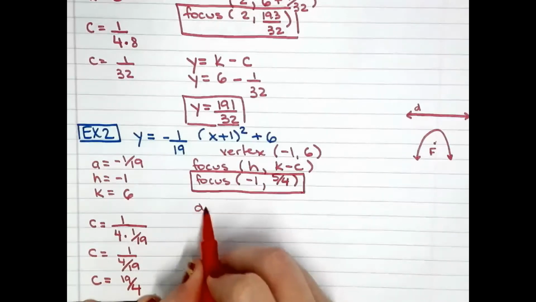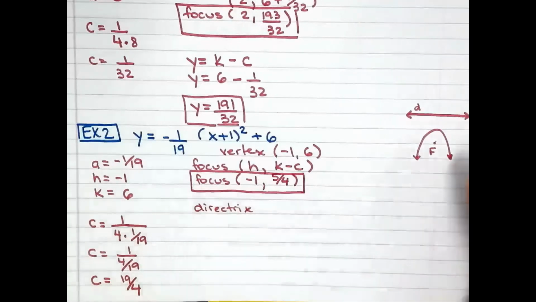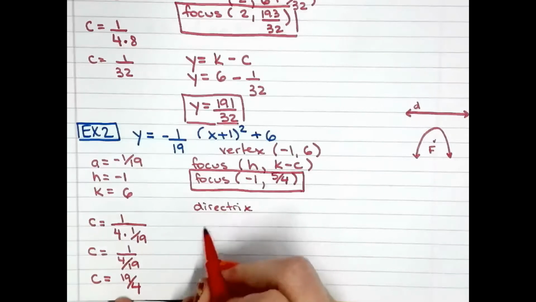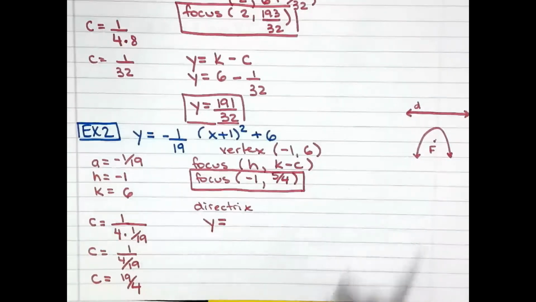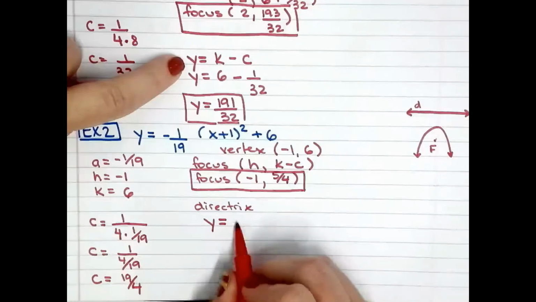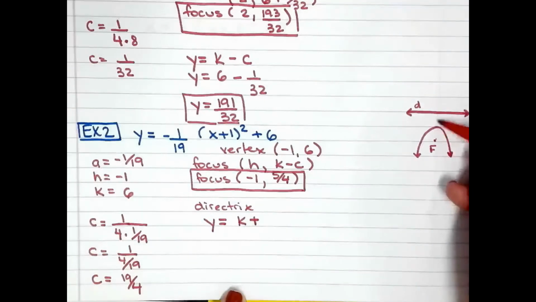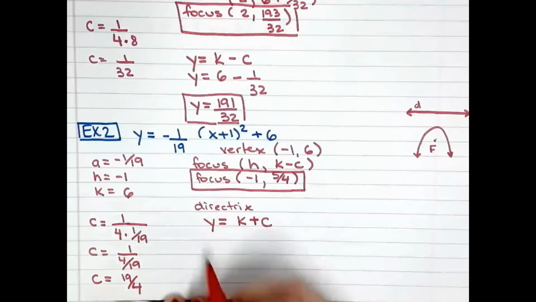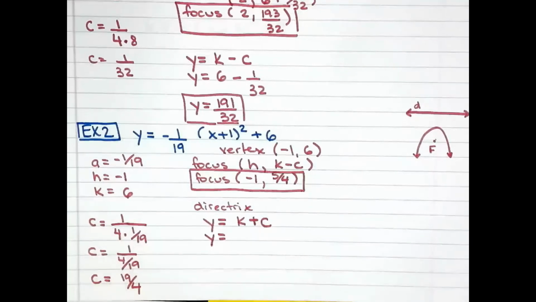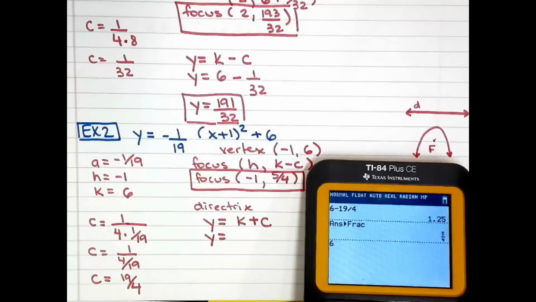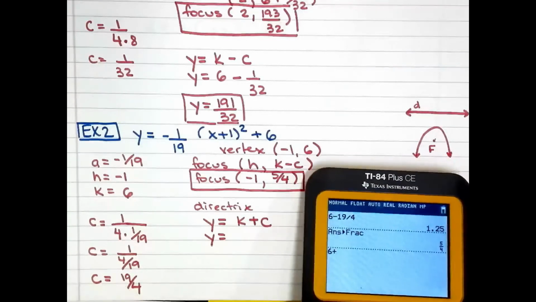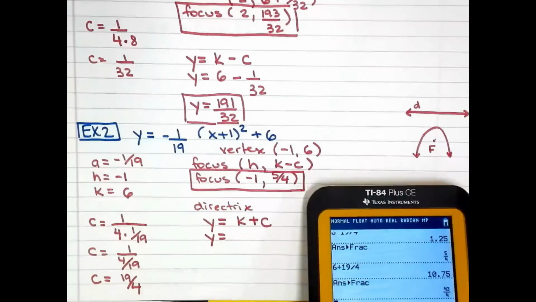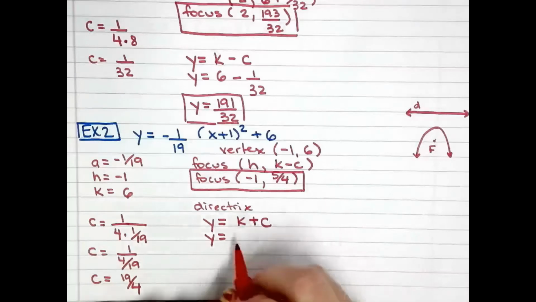Now, to find the directrix, that is the line right there, right above the vertex. So it's still y equals, because it's a line that goes side to side. So y equals K plus C because it's that same distance. I need to go up C units, so plus C right there. So y equals K, which is 6, plus C, which is 19 over 4. So y equals 43 over 4. That's the equation for your directrix.